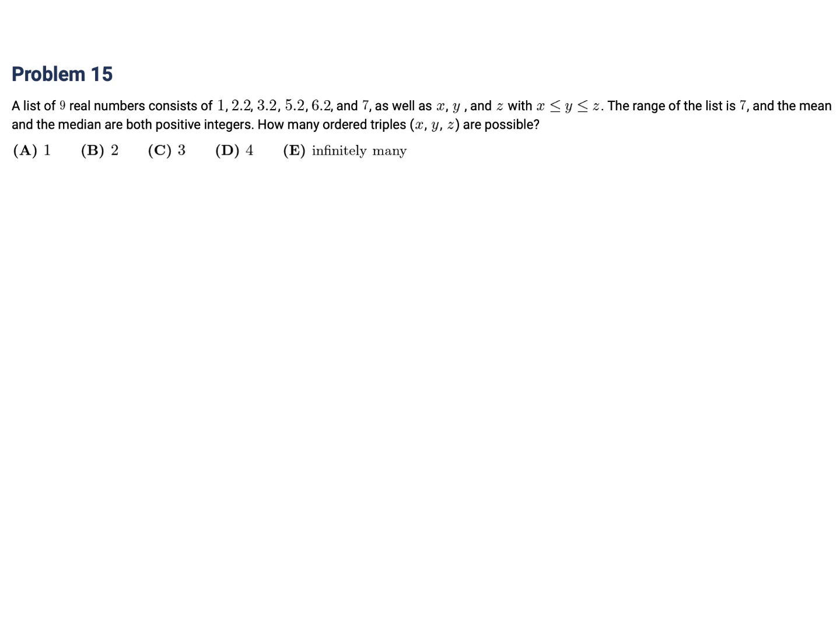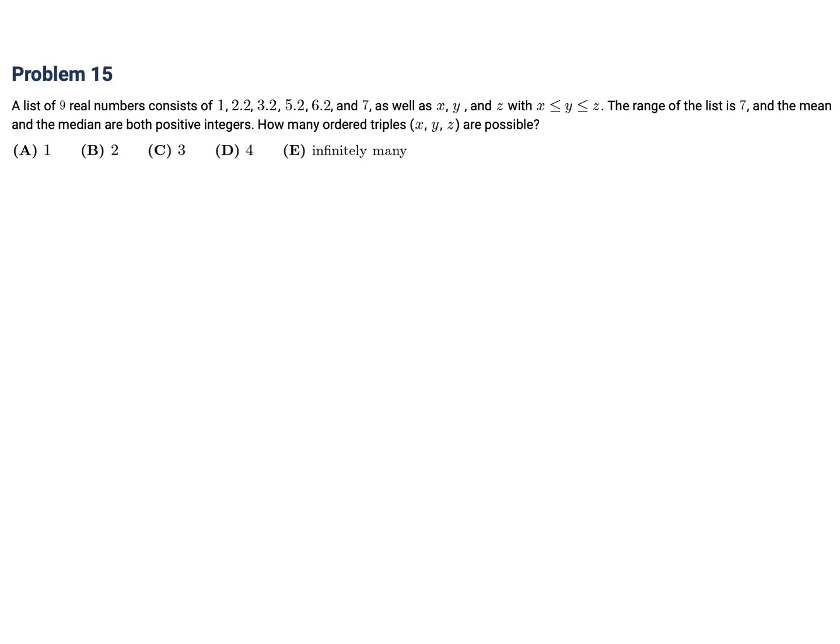A list of 9 real numbers consists of 1, 2.2, 3.2, 5.2, 6.2, 7, and x, y, z. x is less than or equal to y, y is less than or equal to z. The range of the list is 7, and the mean and median are both positive integers. How many ordered triples x, y, z are possible?